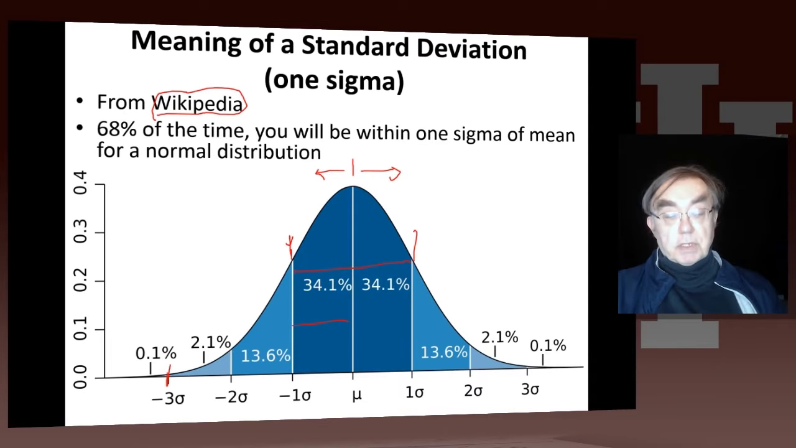Between 3 and 2, there's a chance of 2%. Between 2 and 1, 13.6%. That's one side. You double this for the two-sided sum. So you can say 3 sigma is a pretty solid cut. There's only a 0.1% chance of being bigger than 3 sigma, or 0.2% adding up both sides.